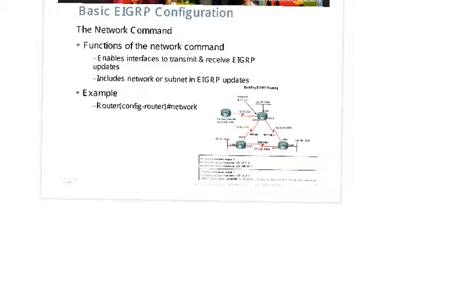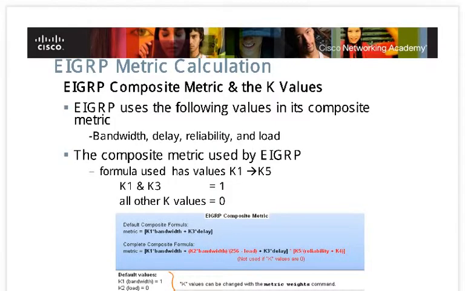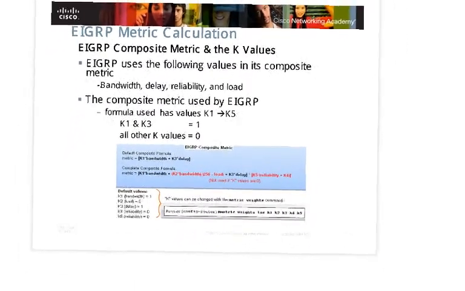Then you have to run this command on each interface, which triggers or enables the route update to go back and forth on this interface. If you don't do that, then this interface will not send or receive any route updates. Okay? So for each router, you have to enable the route updates on each interface. So that's an important part.